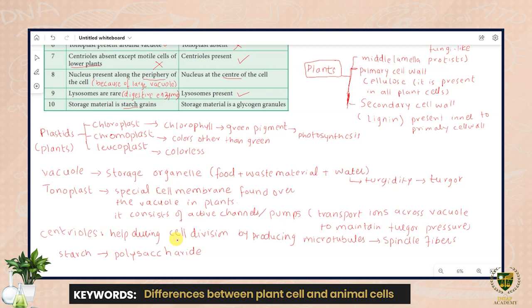And while in animals, the storage material is glycogen. And dear students, you studied there, also among the polysaccharides, that glycogen is also called animal starch. Clear? It is actually the animal starch. So the excess glucose in animals is converted into glycogen and stored in various parts of the cell. Like in humans, it is stored in the liver and the muscle cells. Okay? So here are a few differences.